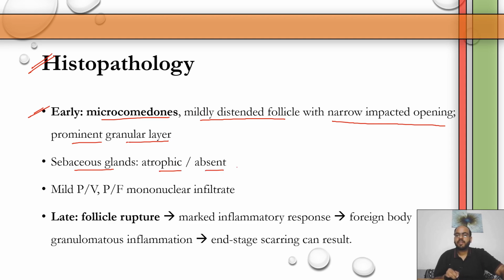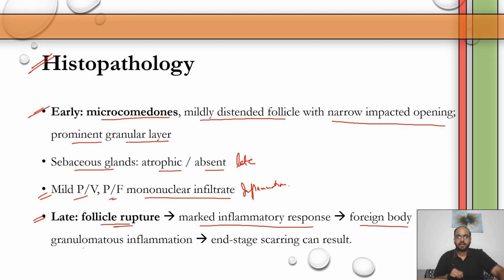This we are talking about if the inflammation has gone to late stage. Okay. There is mild perivascular perifollicular mononuclear infiltrate because the inflammation has now started. In late stages, the follicles may rupture. We have told you that with release of matrix metalloproteinases and lipases by C. acnes, the follicle ruptures. There is a marked inflammatory response in late stage. You can even see foreign body granulomas.